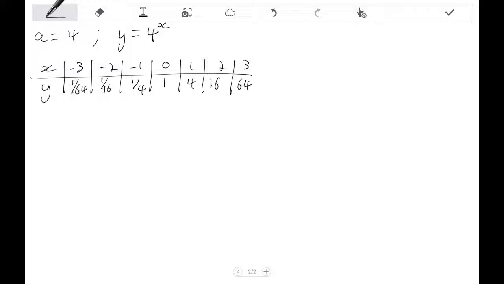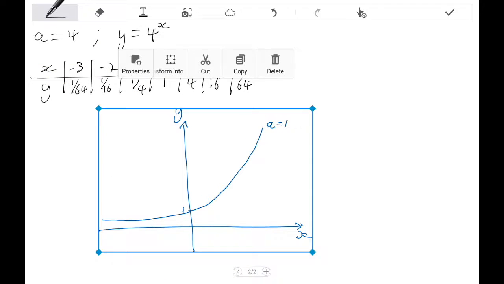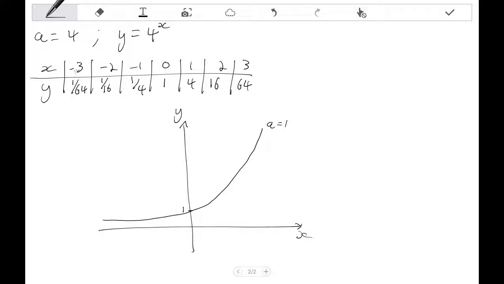Okay, so what's the difference from last time? Well, all that's changed is when we're at negative values, it's even closer to the x-axis. When it's at positive values, it's even further away. So that's going to look something like that. And it's going to grow even more, even quicker. So that's a equals 4.